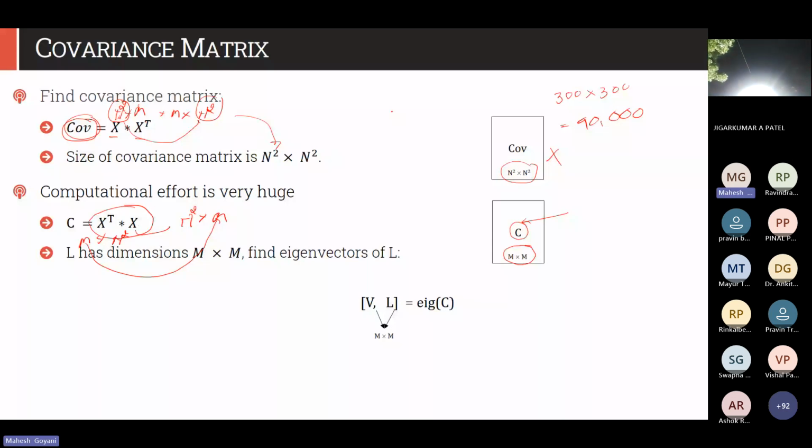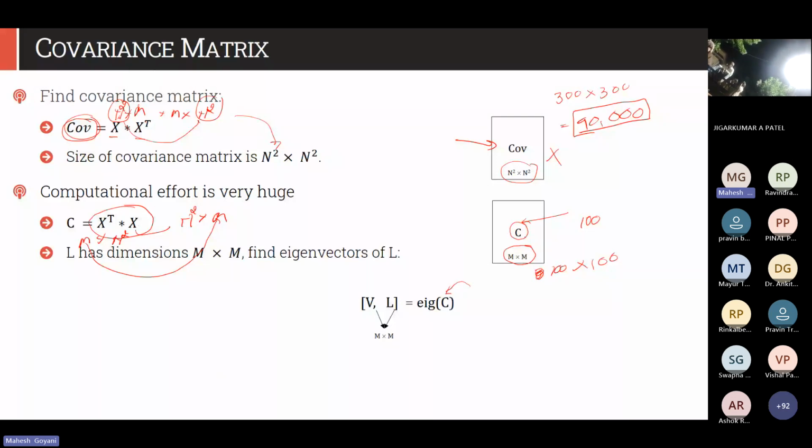M is the number of training images. Training images are typically fewer than the dimensions of the image. So we might have 100 images or 200 images or 300 images. So this matrix might be that small. If we have 100 images, then this would be a 100 by 100 matrix. After that, we have to compute the eigenvalues and eigenvectors of this 100 by 100 matrix.